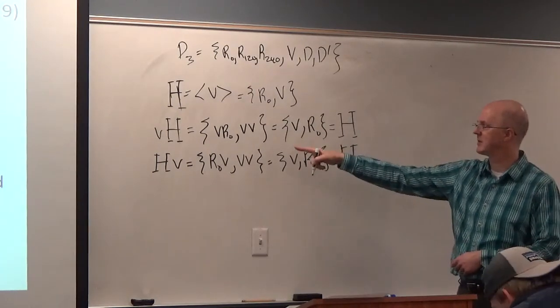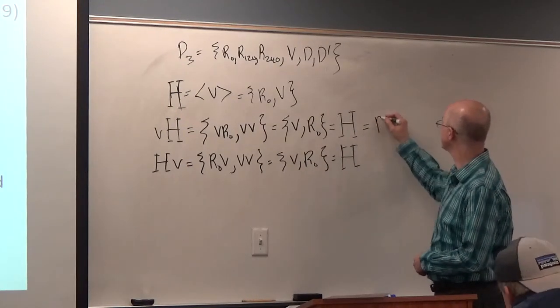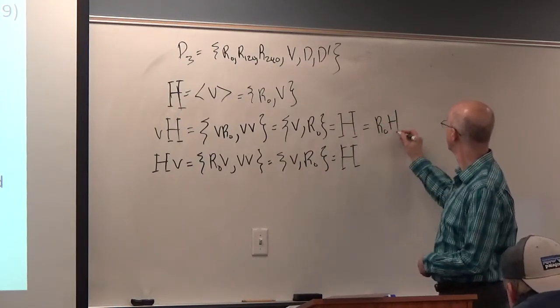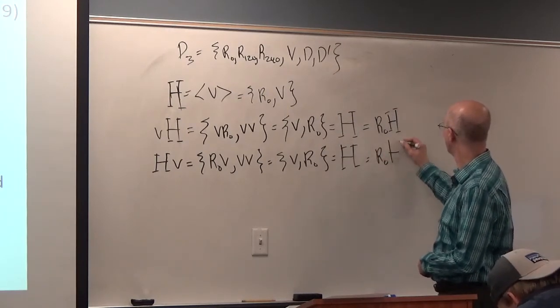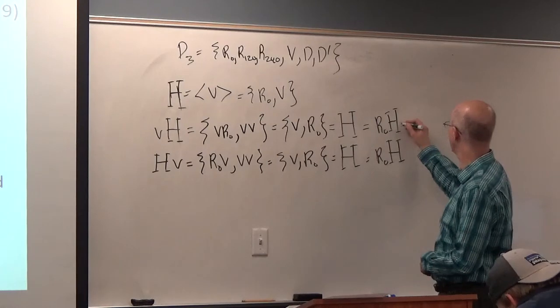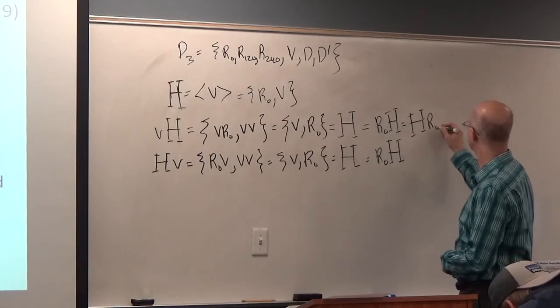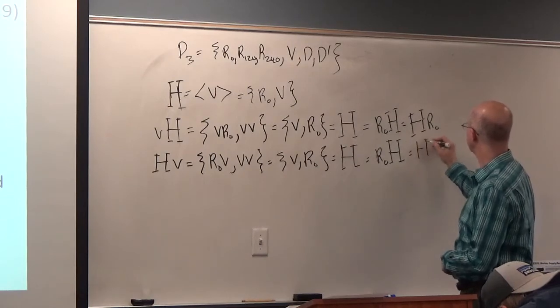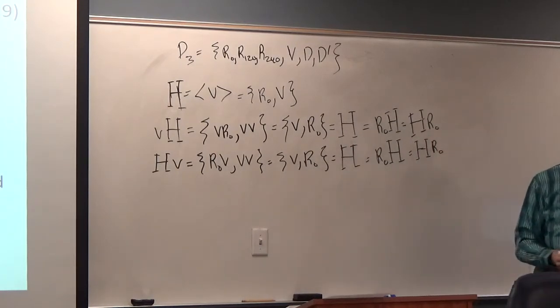I could do something similar with an R0 instead of a V, and I get the same sets. This is the same as R0H, whether I put the R0 on the left or the right. Seems like kind of a dumb concept so far, doesn't it? Like, what's the point? Well, let's consider another example.